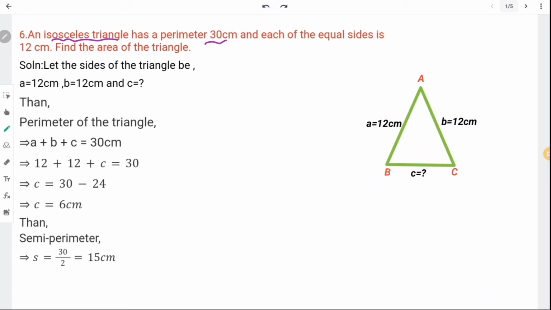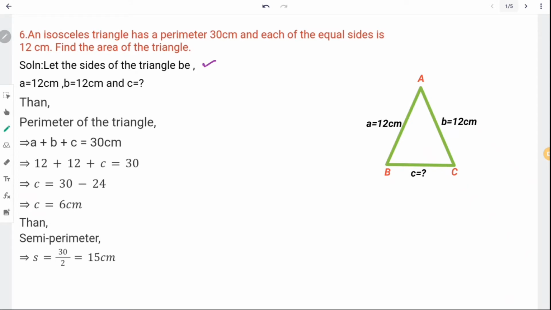So isosceles triangle means we already know two sides are equal. So we're going to take the two equal sides to be AB and AC. You can see both of them are equal to 12 centimeter. The question is to find the area of this triangle. Without knowing the third side, that is BC or C, we cannot find the area using Heron's formula. So first thing is first, we'll try to find C, the third side.